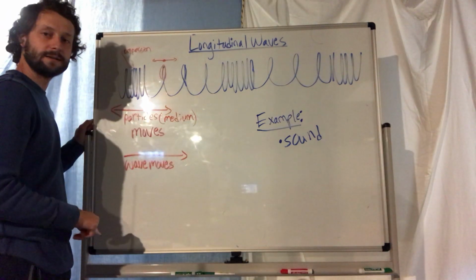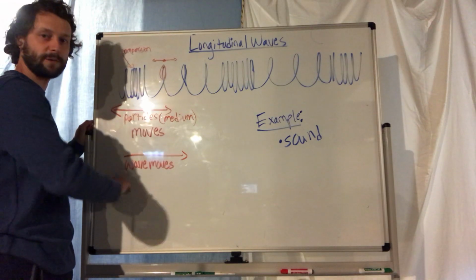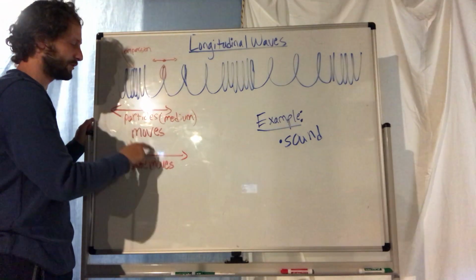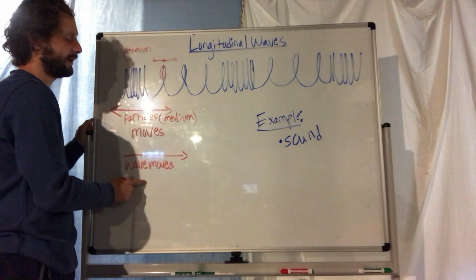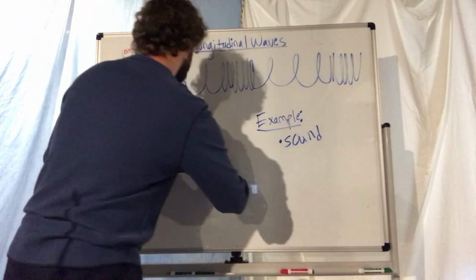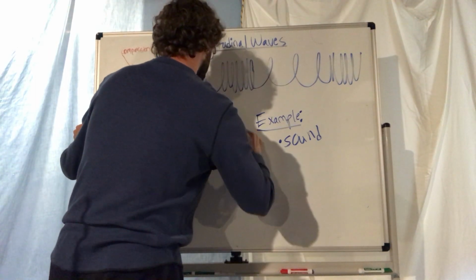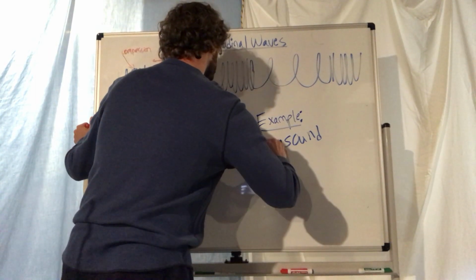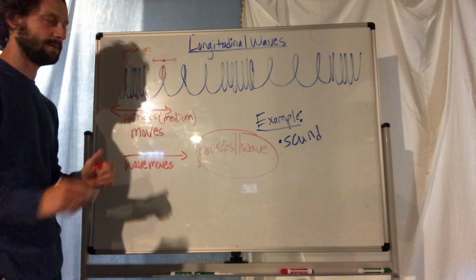to the right. So in a transverse, the particles move up and down, while the wave moves left to right. But in longitudinal, the particles move in the same direction as the wave, all right? So we're going to say that it like this. The particles, which is the slinky coils, move parallel to the wave. Parallel is that sign, it means in the same direction as.